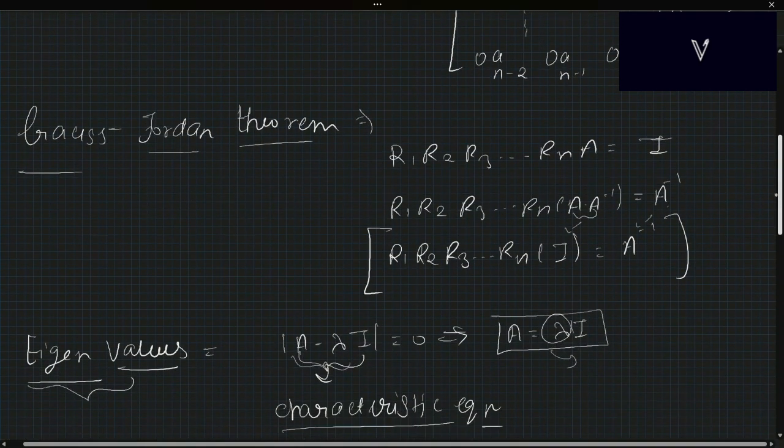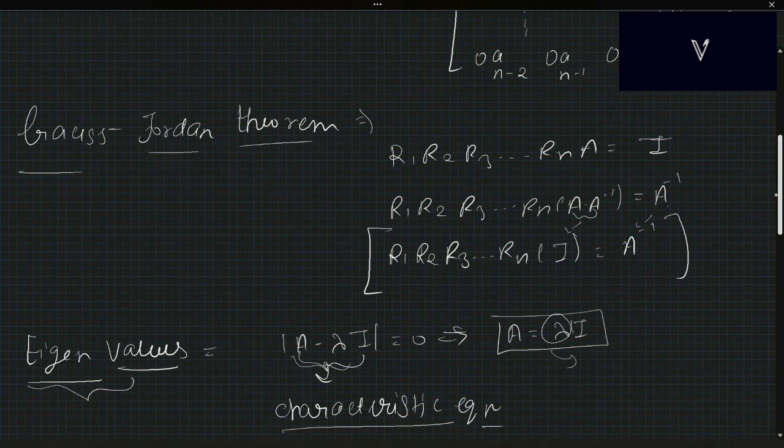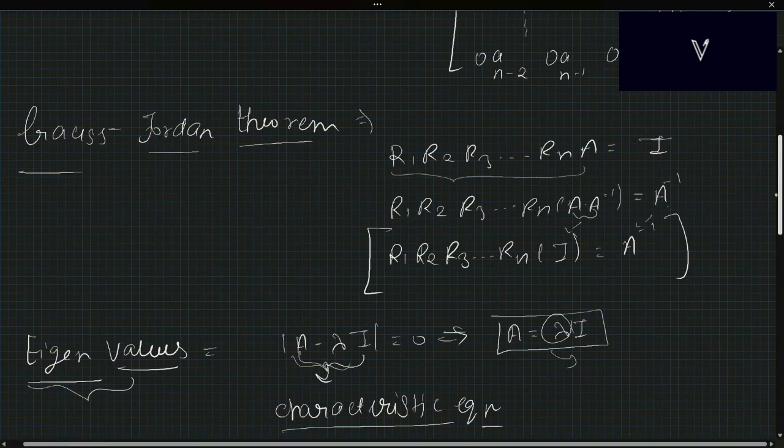Now Gauss-Jordan theorem. This theorem is really helpful in finding A inverse, because just look at the method. Here also R1, these are the row transformations we did on A such that it transformed A into the identity matrix. Now multiply A inverse on both sides. It will look like this: A into A inverse into A inverse. So this will become I, and this will remain as it is.